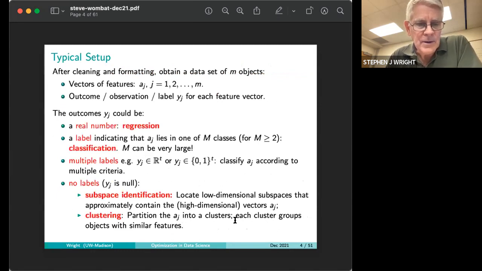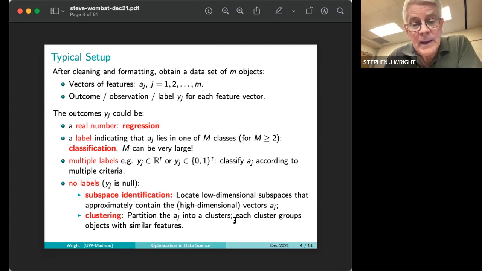Okay, so defining a little bit of notation, which I'll stick with for most of the talk, not all of the talk. I'm going to mostly consider the case where the data set is a finite set of M objects, where each object consists of a vector of features, and I'll assume it's just a real vector, AJ, where J goes from 1 to M. And then also there's something that we'll call a label or an outcome or an observation called YJ that's associated with the AJ. The YJ could be a real number, and that's a regression problem where we're trying to match the AJ to the YJ, learn how to predict YJ from the AJ.